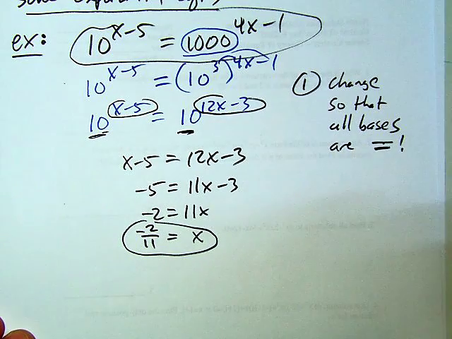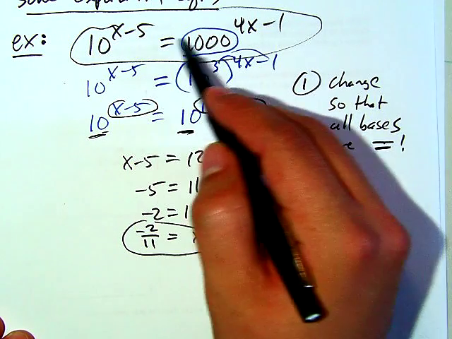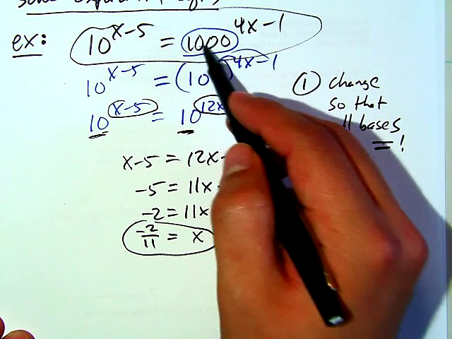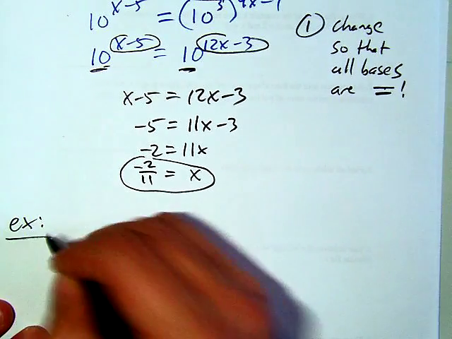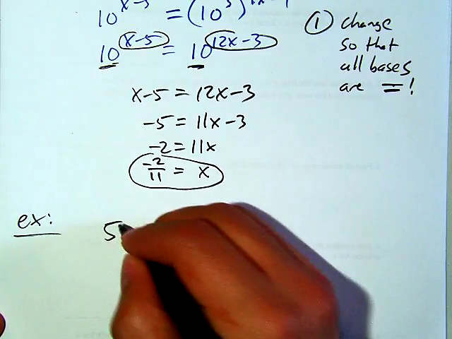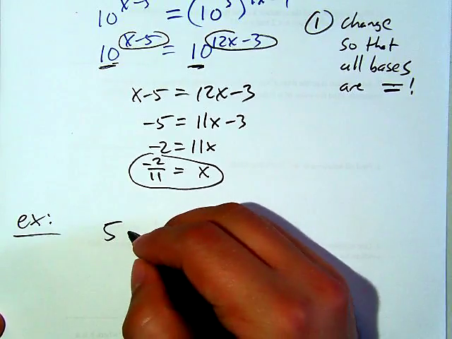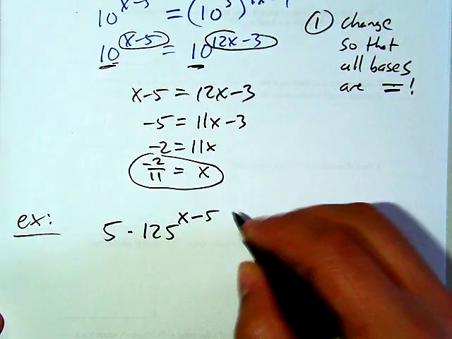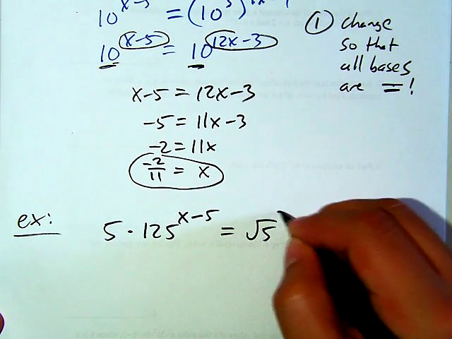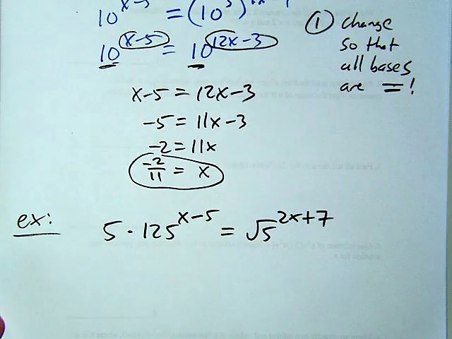So make sure all the bases are equal. If this is base 10 and this is something bigger, you can make the 1,000 into base 10. Okay, another quick example. Let's say I have something like 5 times 125 to the x minus 5 equals the square root of 5 to the 2x plus 7.